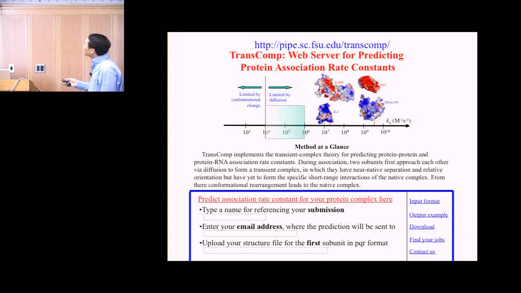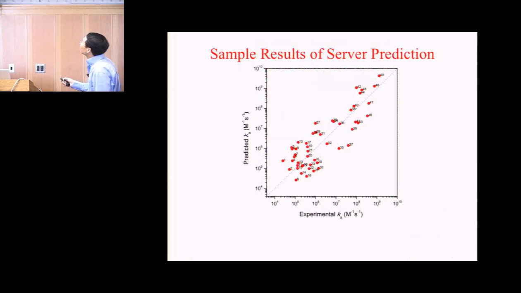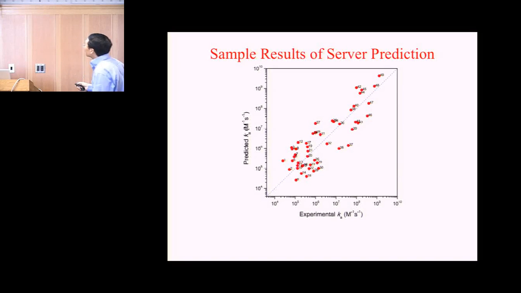Just to advertise this method a bit, this is a set of examples that we've run through the web server. This is a set of 49 protein complexes for which we found experimental values for the rate constants. They span 5 orders of magnitude, ranging from 10 to the 4th to 10 to the 9th and above per mole per second. And we fed the structures of these complexes to the web server, and this is what comes out.